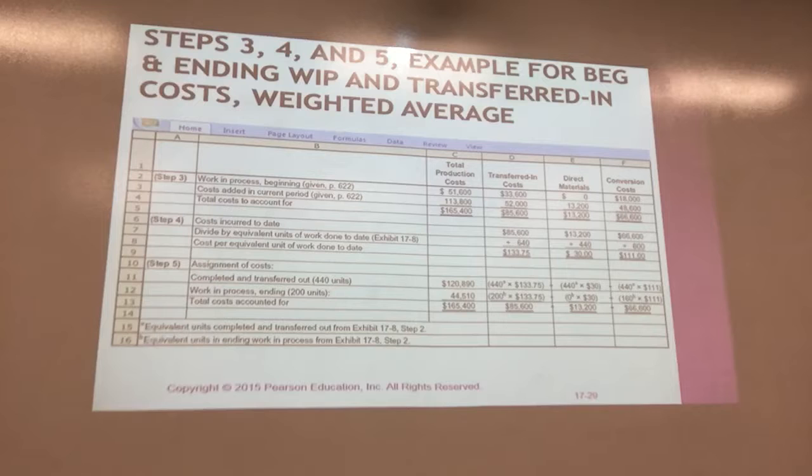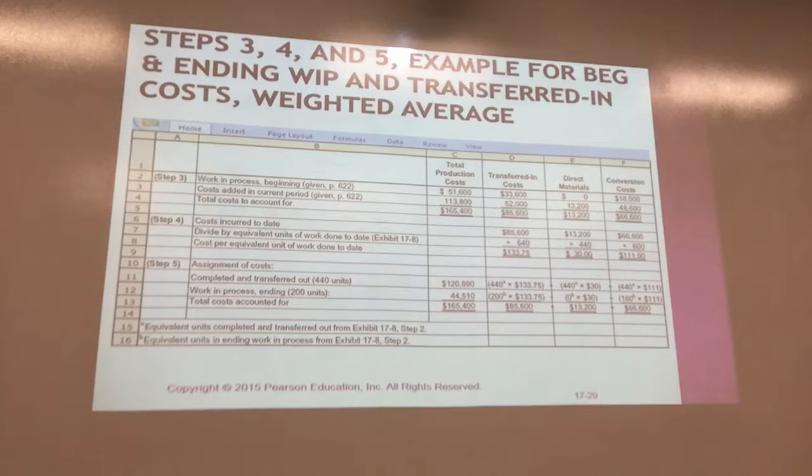All right, so work in process. The first one we're doing here is the weighted average. How can I tell this is weighted average? Because we use the total amounts. Yeah, in step 4 we use the total amount, don't we? All right, so work in process for the transferred in part is 33.6, 0 in direct materials, and 18,000 in conversion costs. The cost added during the period is 52,000 transferred in cost, direct materials 13.2, and 48.6 of conversion costs.